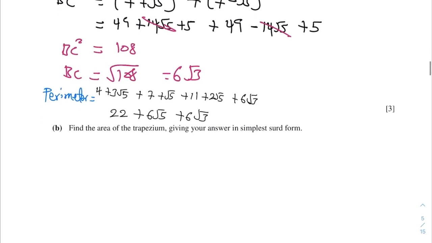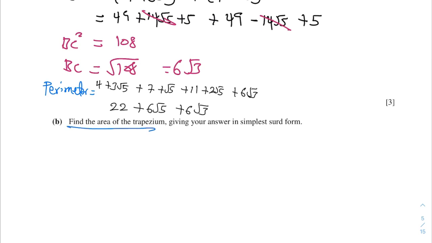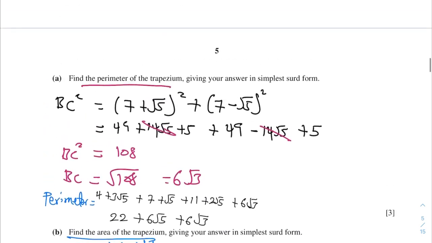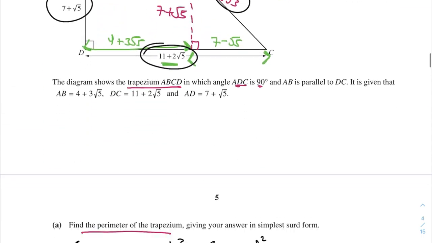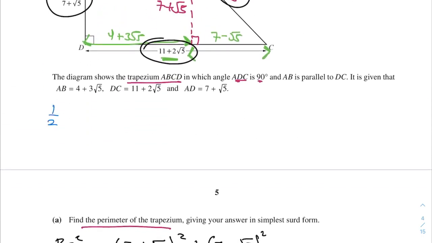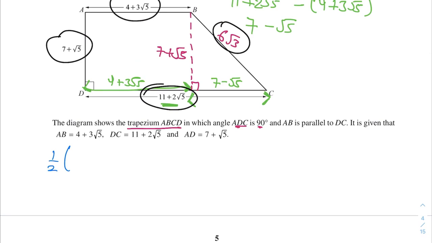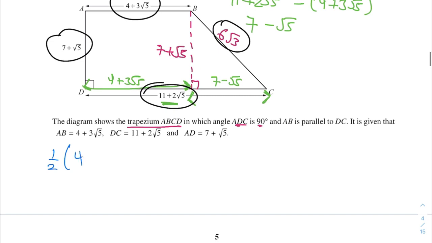Now they said to find the area of the trapezium. Well, the area of a trapezium is half into brackets a plus b times h. What is the a plus b? They are the parallel sides. So let's go and do the workout up there and bring it here. So half times the sum of the parallel sides. So that's the sum of this and the sum of that. So that is 4 plus 3 root 5 plus 11 plus 2 root 5, times the height. What's the height? 7 plus root 5. This is the height.